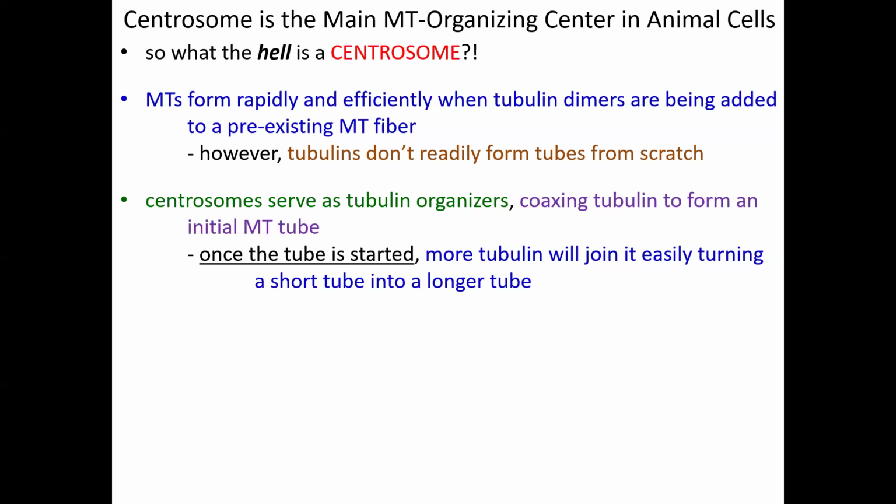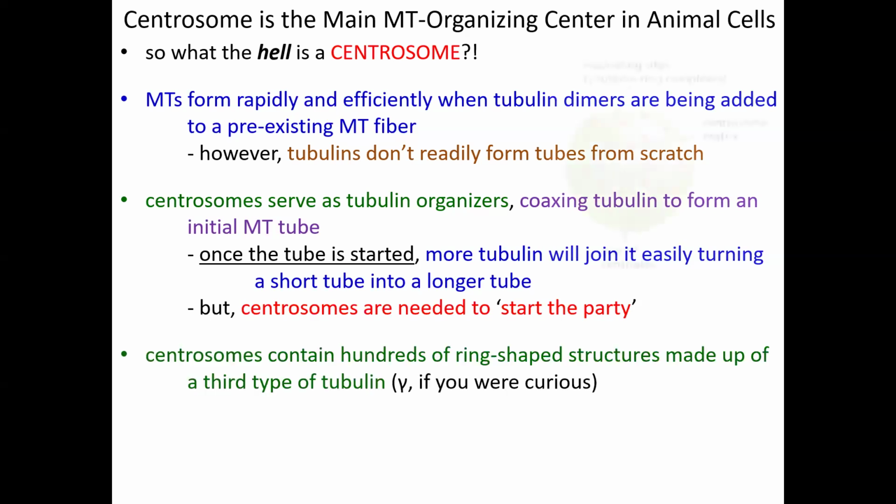Once those protofilaments begin being formed and once tubulin dimers are added, more tubulin dimers will join more easily, and a short tube will become a long tube and the process will just kind of snowball. It's getting it started that's difficult, and that's where centrosomes come in, starting this assembly.